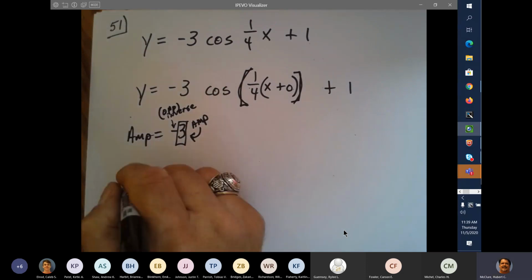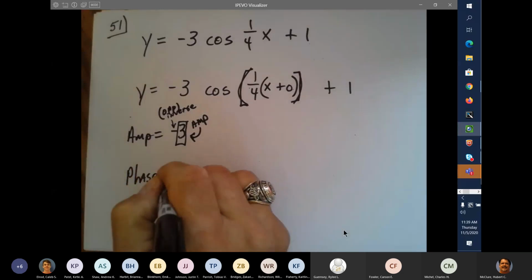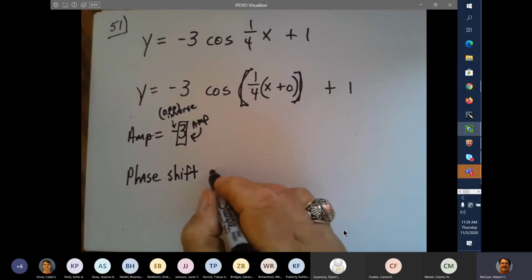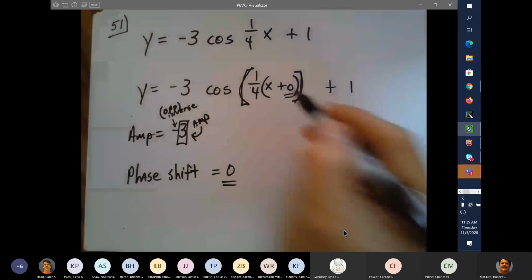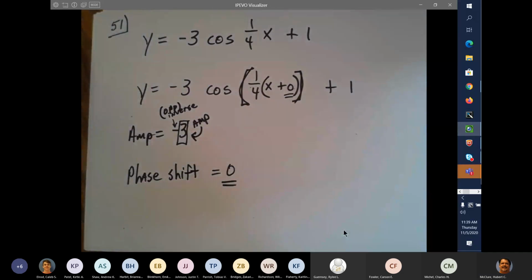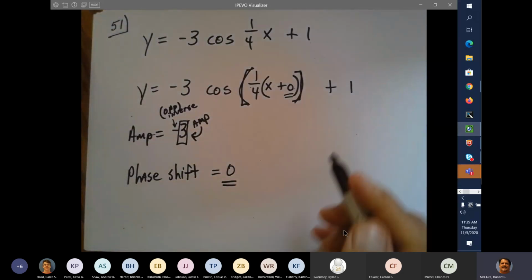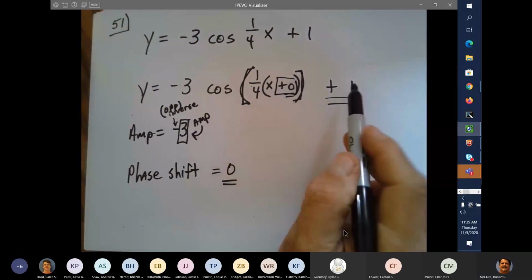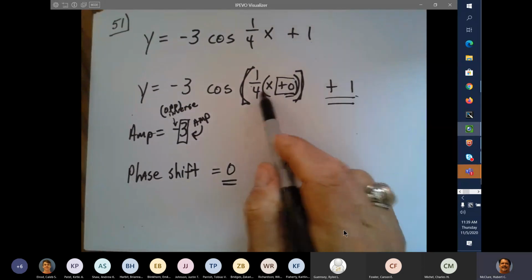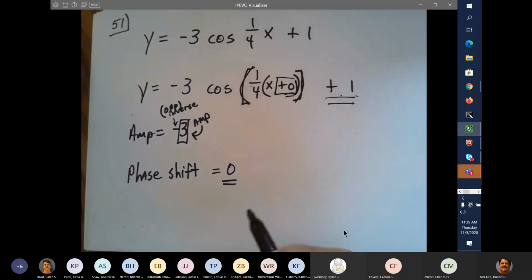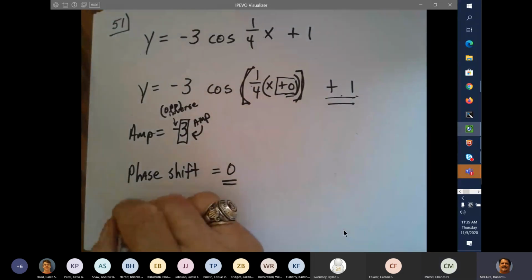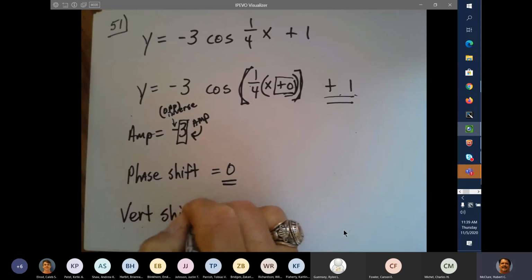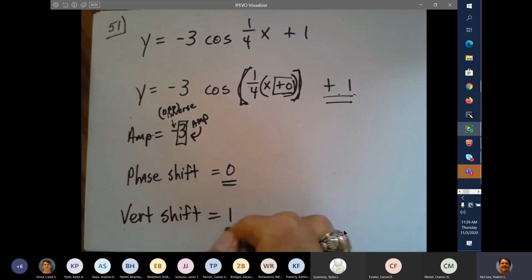Phase shift is 0. There is no phase shift. What is this 1 out here by itself? Well, this is the vertical shift. What's this out here not connected to the x? What is that? The vertical shift. Good job. Bring that from your parabolas. Vertical shift is 1.